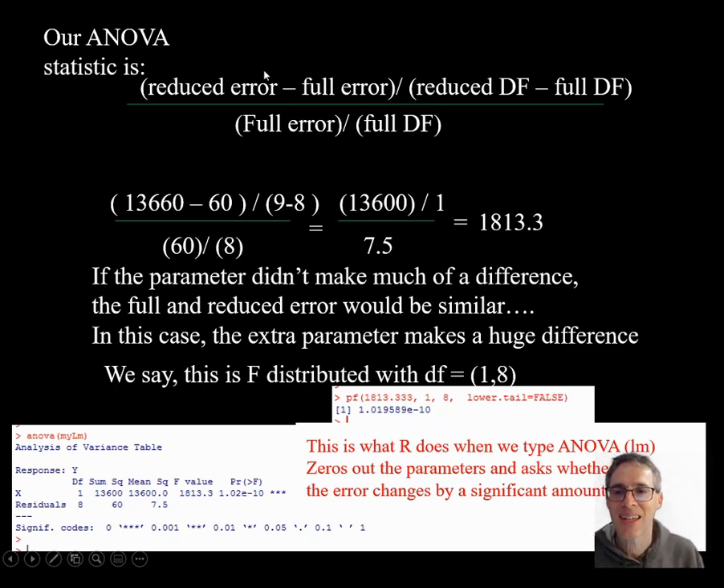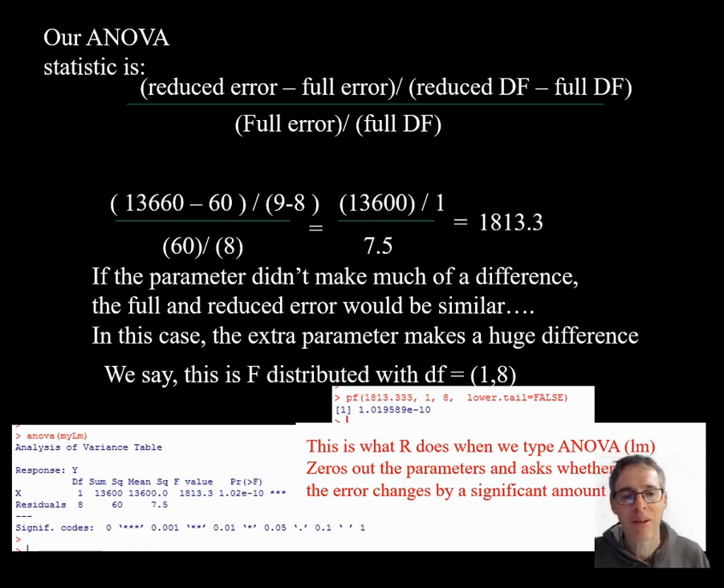So our test statistic that's going to be F distributed is the reduced error minus the full error, divided by the difference in the degrees of freedom between the models. So in the numerator here is going to be 13,600. And we normalize that by the full error divided by the full degrees of freedom, where the full error was 60, if you go to the previous slide, divided by 8 degrees of freedom. So you grind through this, and this comes up with this number, 1,813.3.